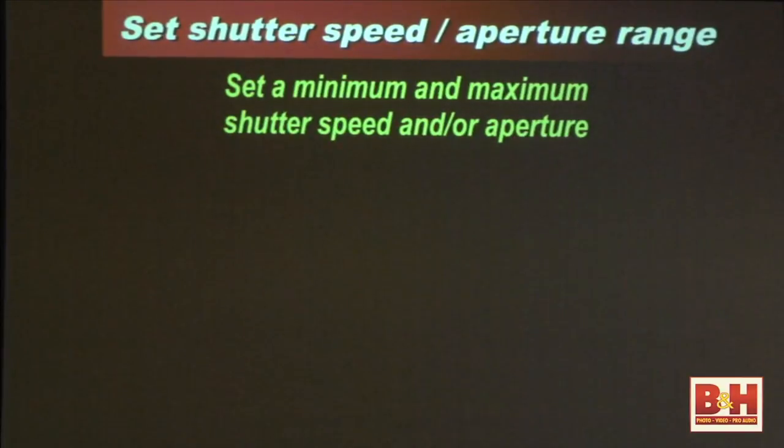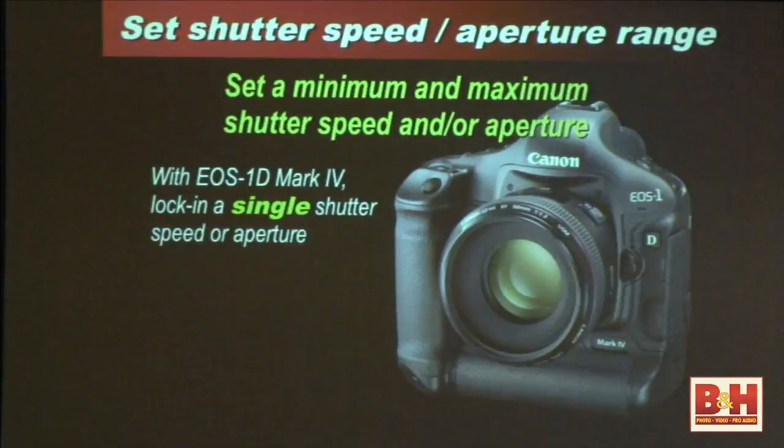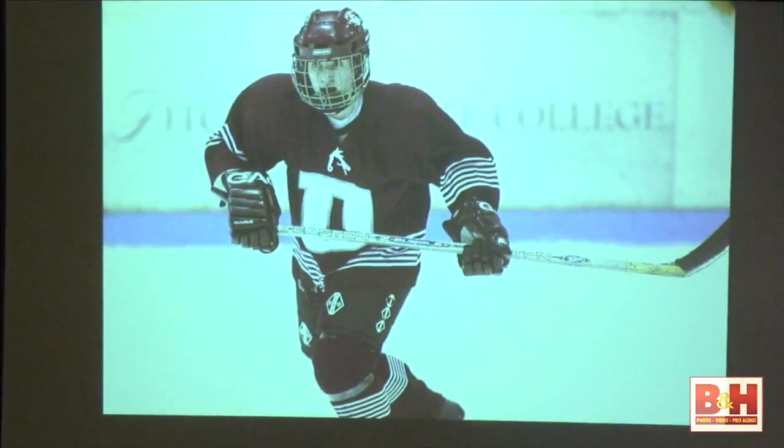You can program in the minimum and maximum shutter speeds you want to work with. You can lock in a single shutter speed with a 1D Mark IV and a single aperture as well, so that the camera would never change the shutter speed or the aperture no matter what you did to it. Now granted, you can go right back into the custom functions and disable that so it's back to normal. But if you're working in situations where the light's not changing and you want to ensure that, no matter what I do, I'm not going to turn a dial and change my shutter speed or my aperture, it gives you the ability to do it.